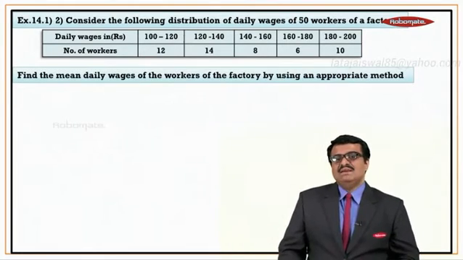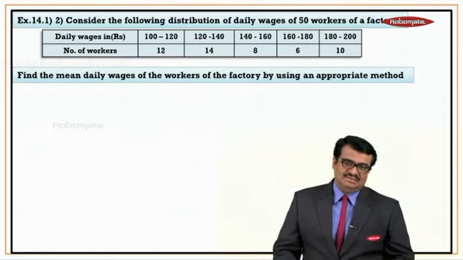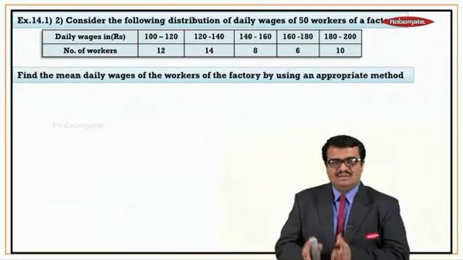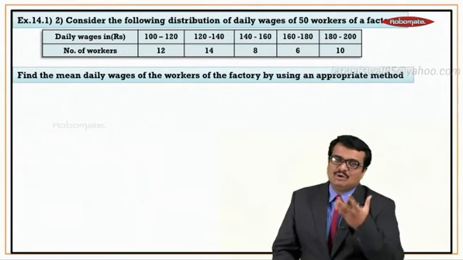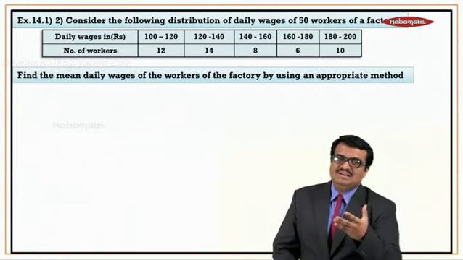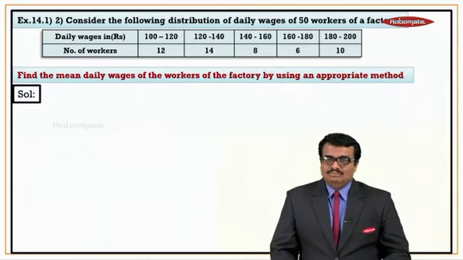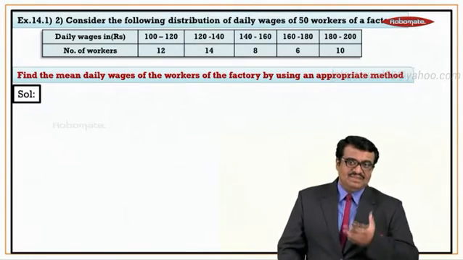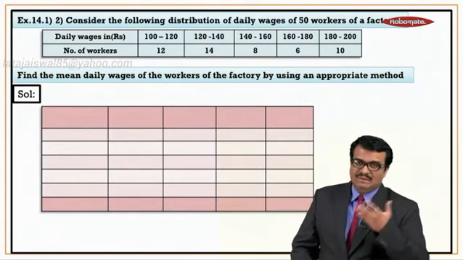Find the mean daily wages of workers of a factory by using an appropriate method. They have left us free to use any method. We can use direct, we can use assumed mean method, we can use step deviation method. So let us use an appropriate method. Let us use step deviation method because the numbers are really big. So step deviation method, what are we supposed to find? We are supposed to find the mean of daily wages. So we'll have to prepare some columns.